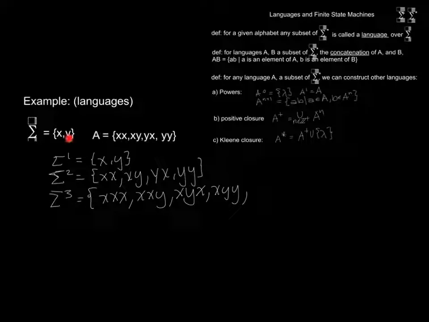Next, we will have to take the y from sigma and concatenate it with the xx from sigma 2. So yxx. Again, the y from sigma, and now we're going to concatenate it with the xy. Again, the y from sigma, and we will concatenate it with yx. And lastly, the y from sigma concatenated with yy.